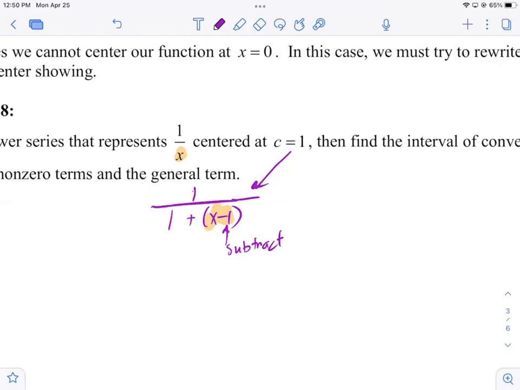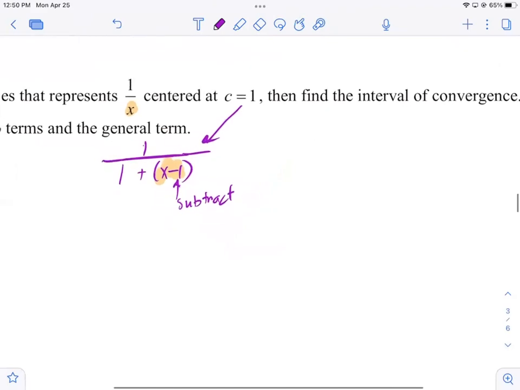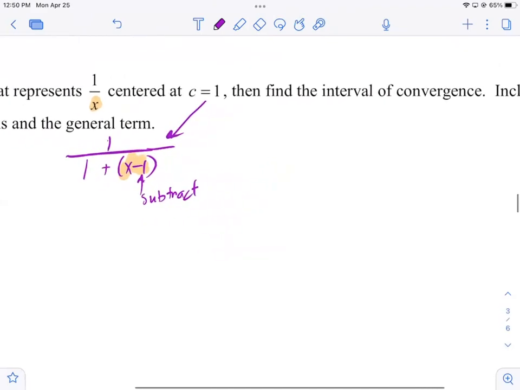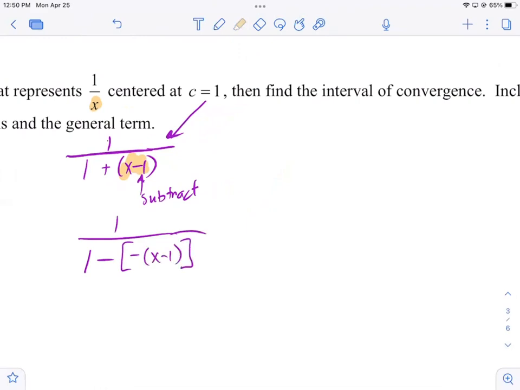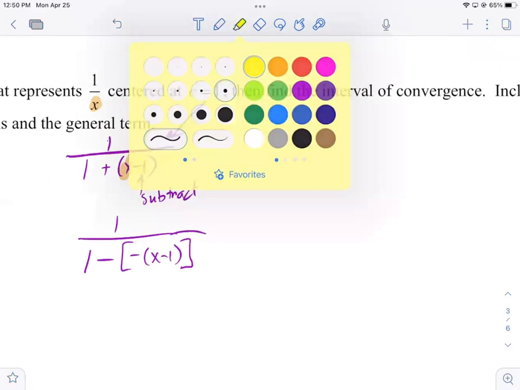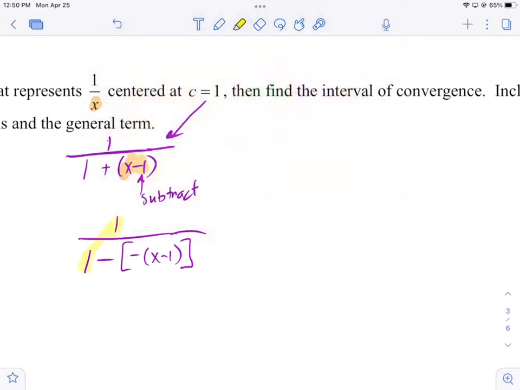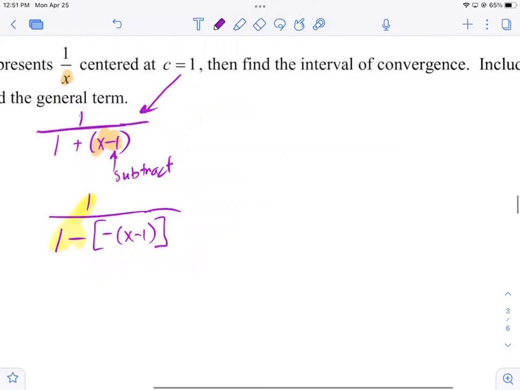And now the denominator, if you simplify, is still 1 over x, yeah? Okay, and now to make it look geometric, that's going to be 1 over 1 minus what? 1 plus x. Well, negative quantity x minus 1. Yes? Because we always have to make it 1 over 1 minus something. And now is that equal to 1 over x? Yes, it is. Okay, so how are we going to create that?